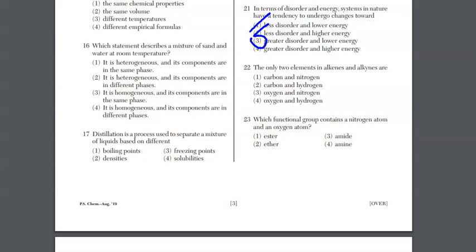Check out 22, the only 2 elements in alkenes and alkynes. This is organic chemistry. There are 3 reference tables.